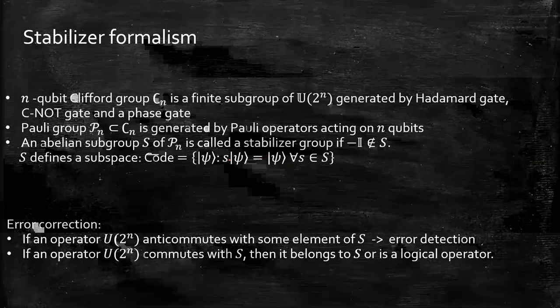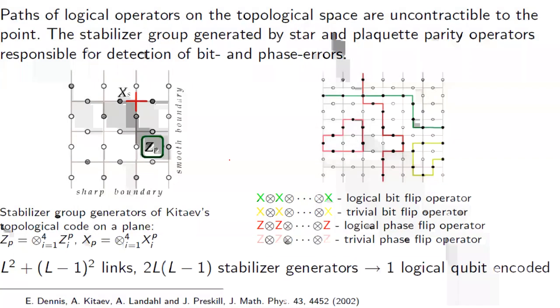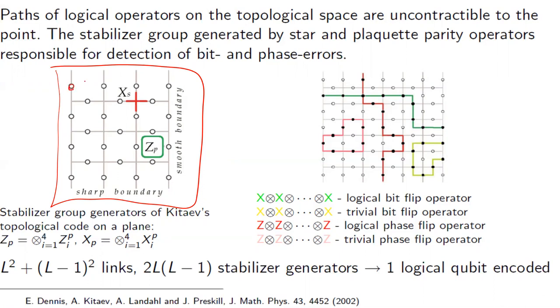The most famous example of a stabilizer error correction code, I think, is the Kitaev code on the surface. So here you have a collection of qubits. Each of the dots is a qubit, and your stabilizer is a collection of operators such that for each cell, a plaquette, you measure a product of Z operators on the edges of this plaquette. And then you also have the star operators, the measurement of X operators on the edges of the star.